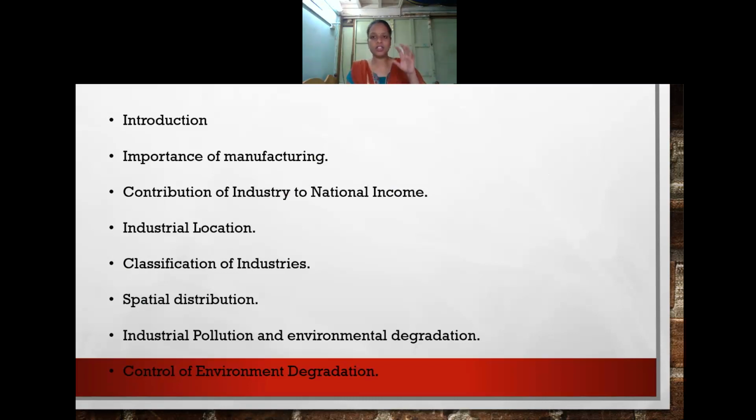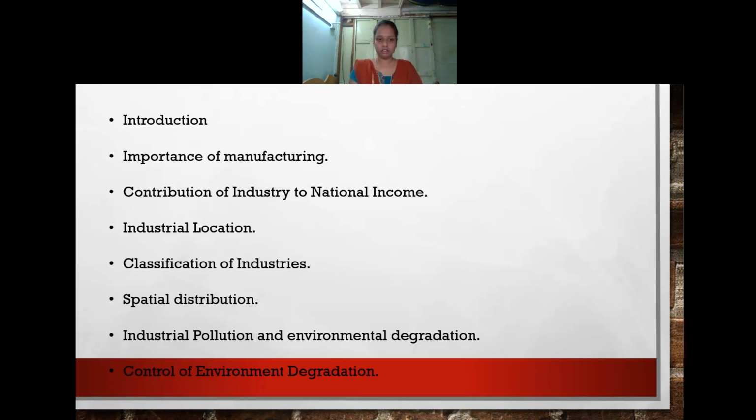Industrial location: in which location the industry should be set up, and what criteria we have to follow while setting up and starting industries in our country. Then classification of industries: on what basis? Based on some products as well as some raw materials we are using, we have classified the industries. Based on that only we classify, and under that the industries are identified.